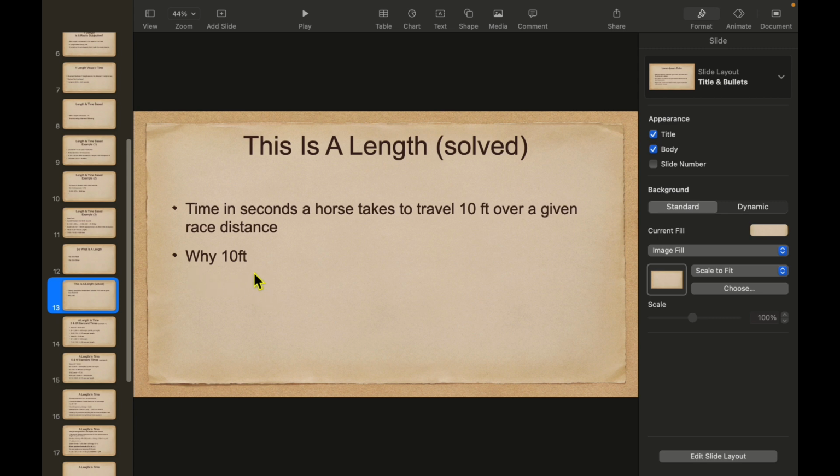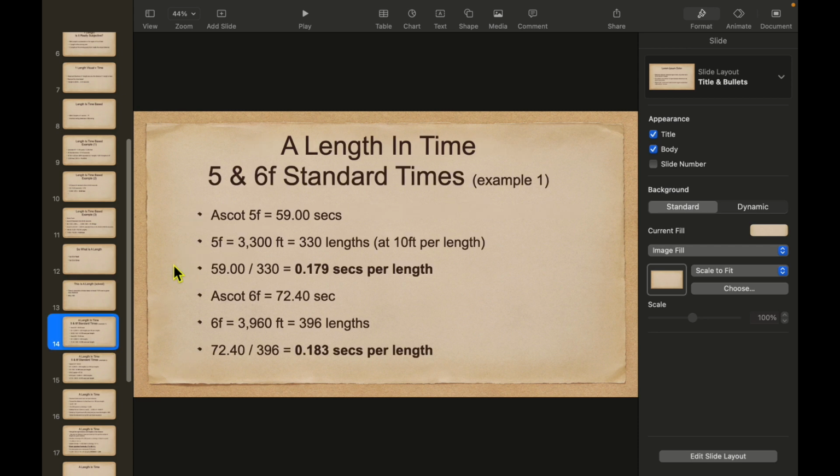Why 10 feet, I know you're asking, when the BHA have said it's 8 or 9. Well, we've seen what the BHA equivalent is. It's 8 or 9, but when it's time-wise, it could be as much as 12.5. And I'm not having it. So I'm saying a length is 10 feet. So at Ascot, 5 furlongs, 59 seconds.